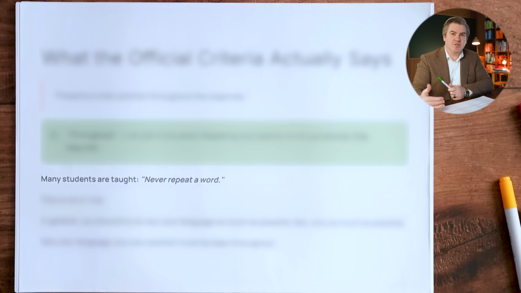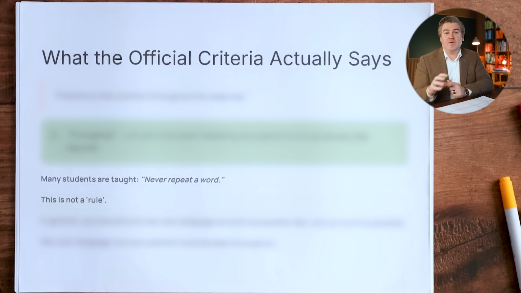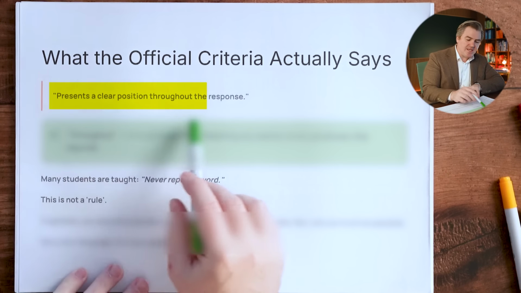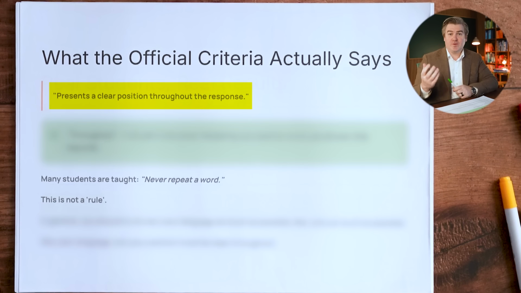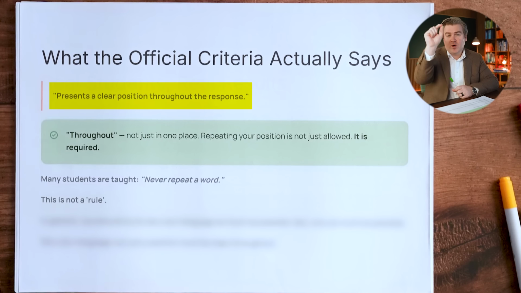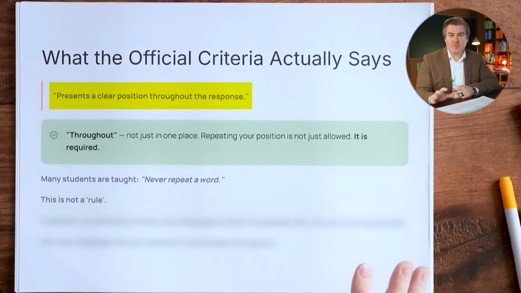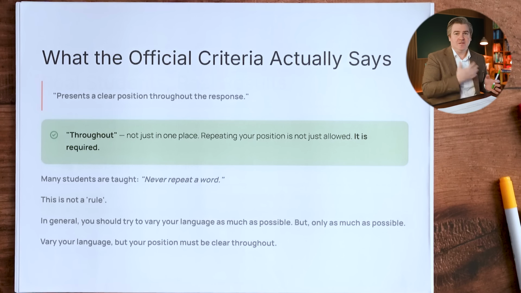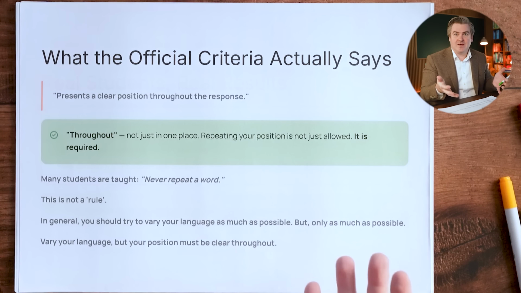Now I want to talk about something that we get a lot. So when we teach this, a lot of students will say, well, if I repeat things, I'm going to get a lower score. So this comes down to a misinterpretation, a misunderstanding of what the official marking criteria says about this. And it's actually very clear. It says, presents a clear position throughout the response. So it is stating very, very clearly that your position, what you think about the question, should be clear, not just clear in one part of the essay, but throughout your response. So if you're ever confused about anything, don't believe me, just believe what it says in the official marking criteria.